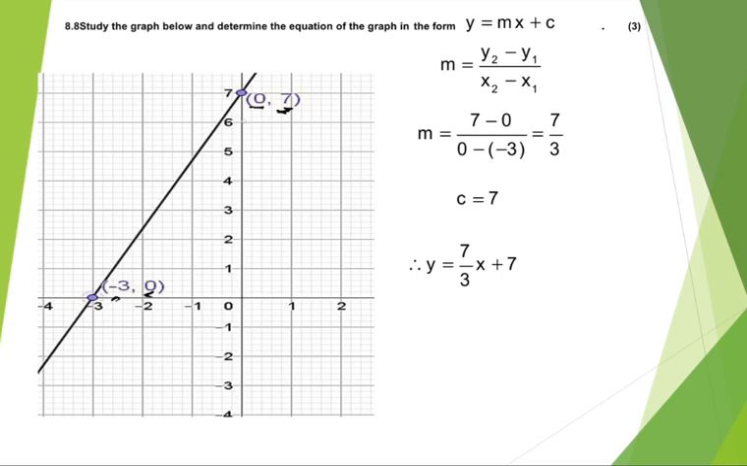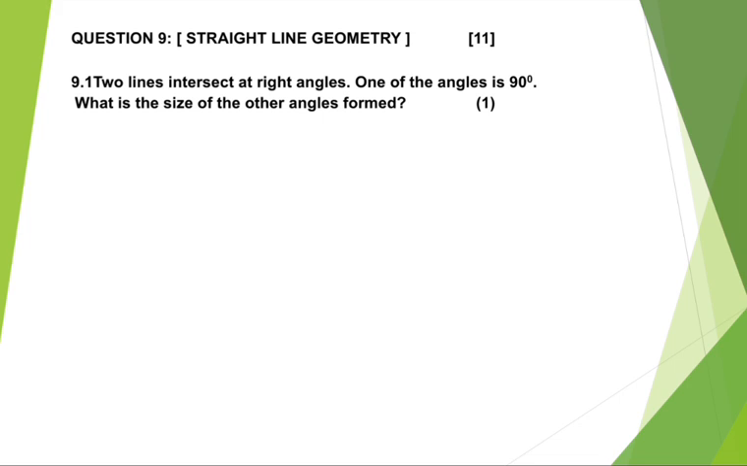For gradient, you can also use the change in y over change in x. So for the change in y, you are going down negative 7 units, then going to the right negative 3. Then the gradient m is equal to negative 7 over negative 3, which is equal to 7 over 3, which gives us exactly the same thing. So that's another way of finding the gradient of a line. Move on to question 9.